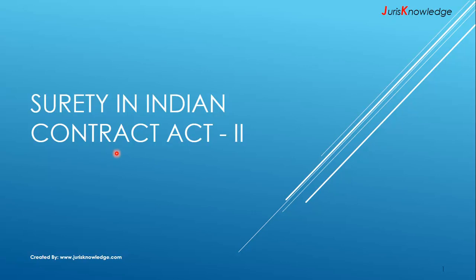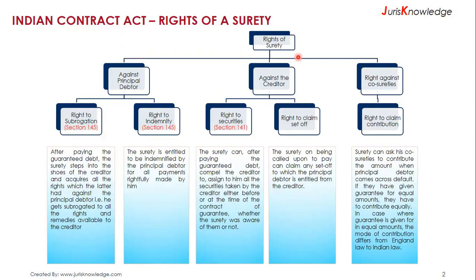Now, let's start reviewing the rights of the surety. The rights of a surety can be categorized into his rights against the principal debtor, his rights against the creditor, and his rights against the co-sureties, if at all there are any. Starting with his rights against the principal debtor, there are two rights he has: right to subrogation under section 145 and right to indemnity, which is also under section 145.